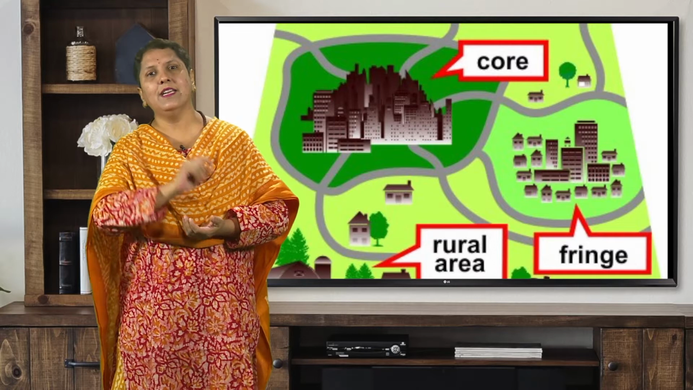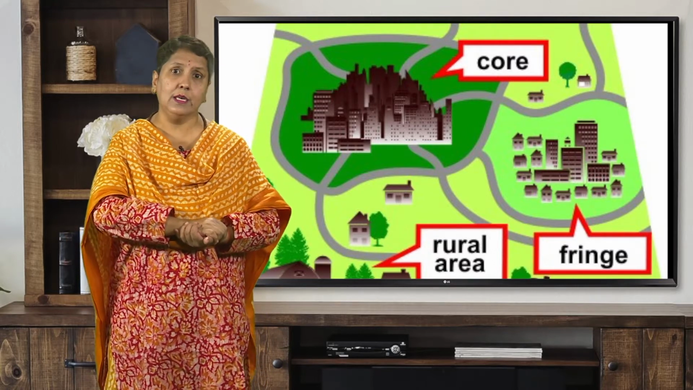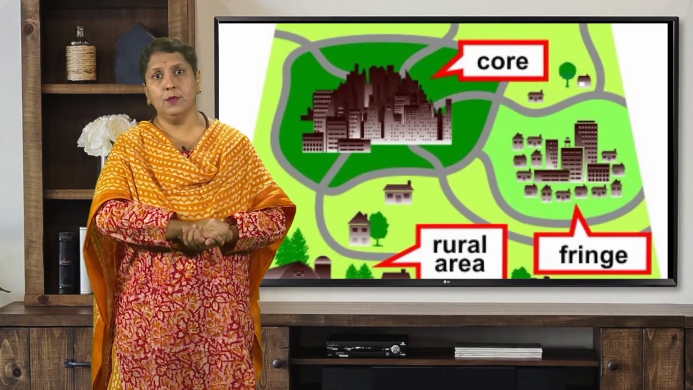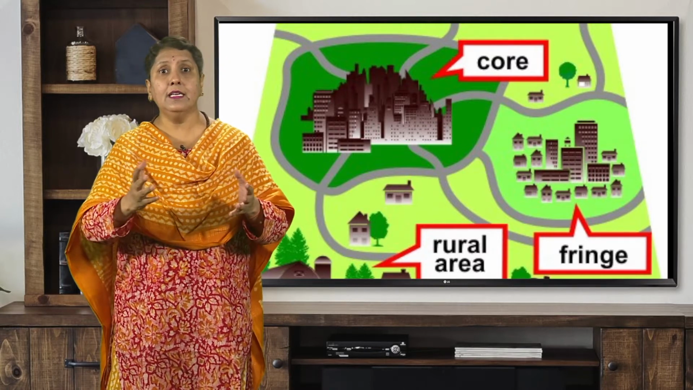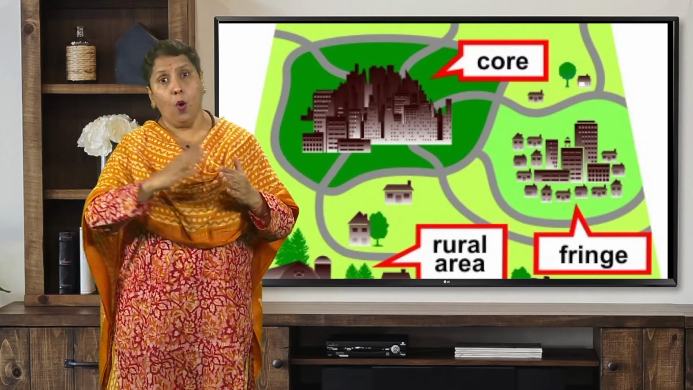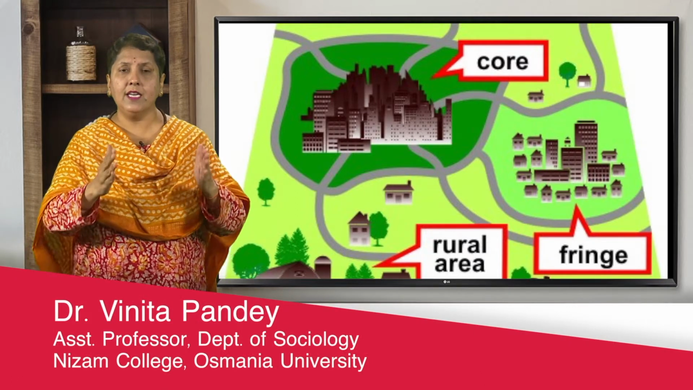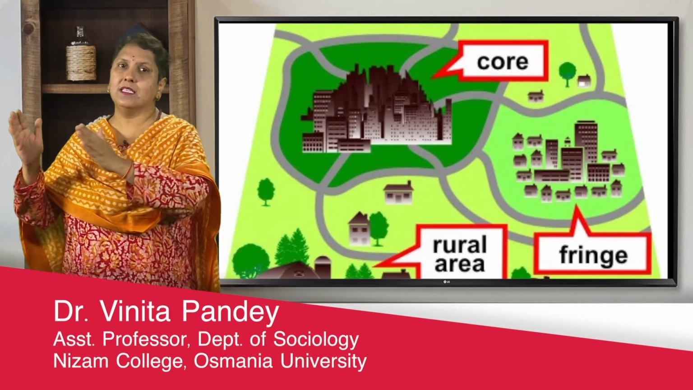The fringe is characterized by an extensive diversity of land use, including dormitory settlements, housing, and middle-income commuters who work in the main urban area. Over time, the characteristics of the fringe change from largely rural to largely urban.